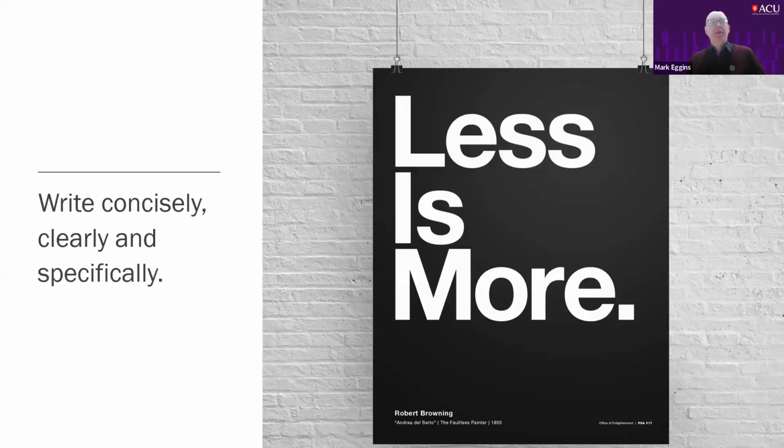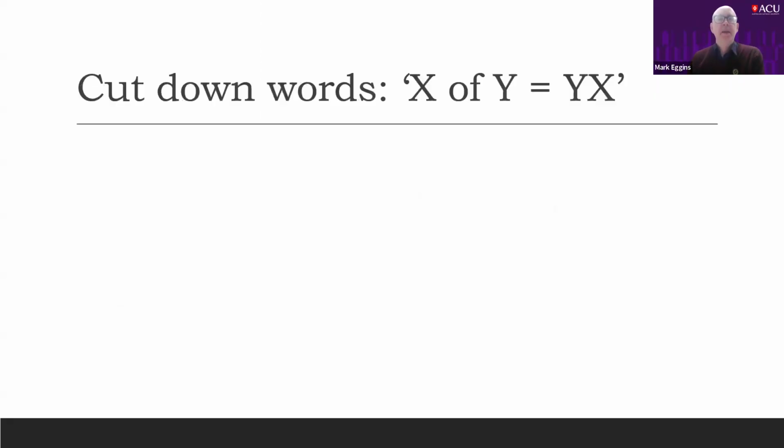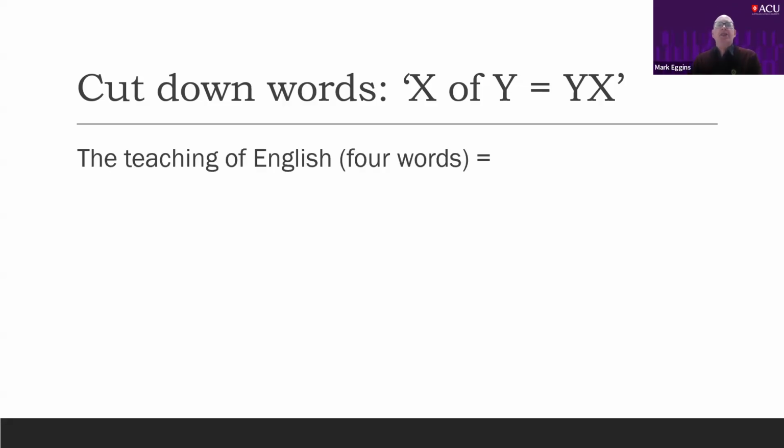All right. Write concisely, clearly, and specifically. Very important. Less is more. So here's something that I like to call, I just made up this sort of formula myself. It's nothing to do with mathematics. The teaching of English, right? That's 4 words, isn't it? Now, could anybody tell me how can you say the teaching of English in 2 words, using 2 of those 4 words? How could you do that? Does anybody know how you could do it?